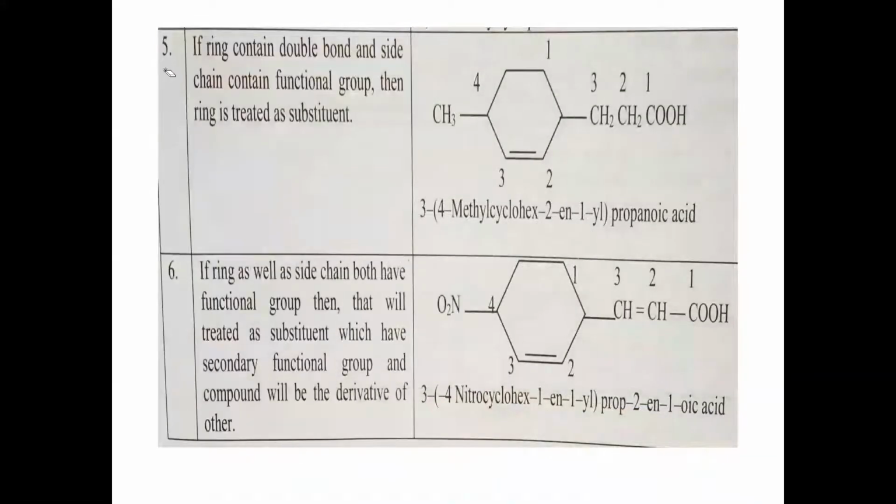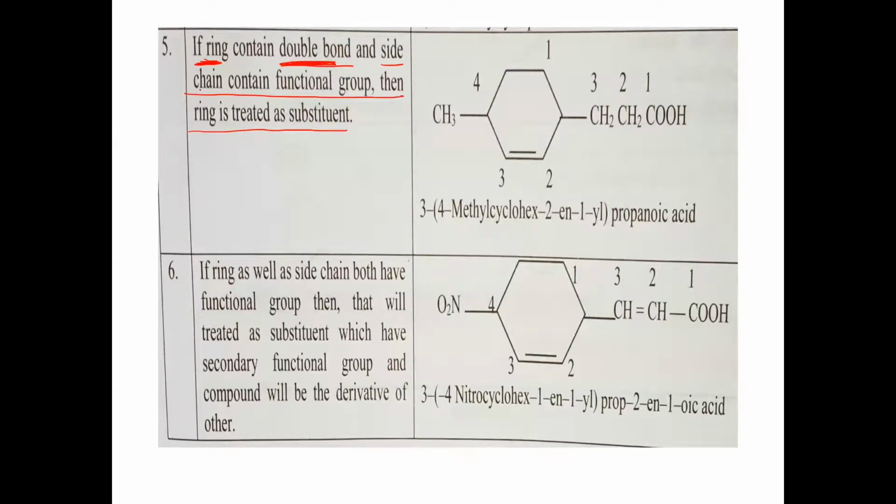Next, the next important thing. Now see here, next example. What is taken here if the ring contains a double bond and the side chain contains a functional group? In that case, the ring is taken as a substituent. What we are saying here is that the ring contains a double bond.